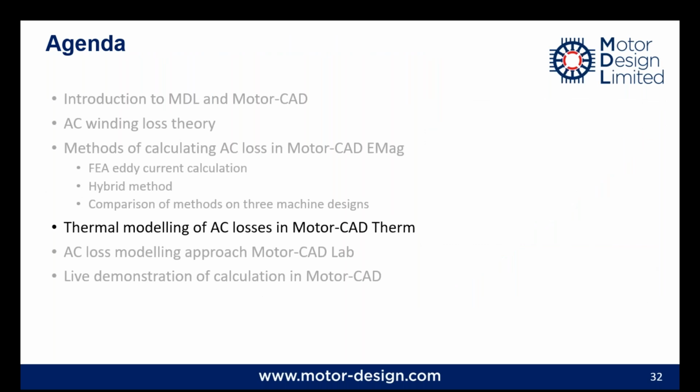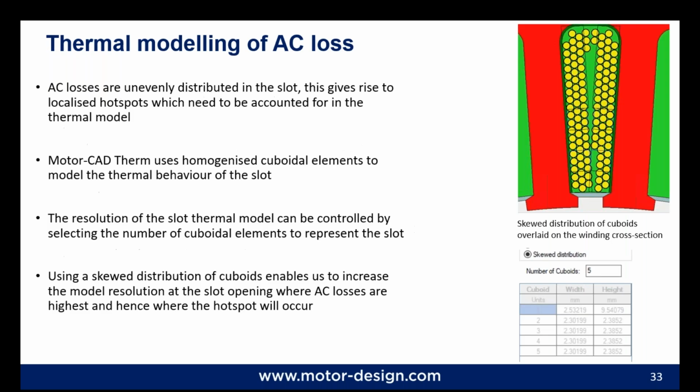Okay, so that's how we calculate them electromagnetically. What we also want to understand is the effect of these AC winding losses on the temperature of the machine, and how we account for that uneven loss distribution in the slot. That uneven loss distribution can give rise to localized hotspots. If a large proportion of the loss is concentrated in one small area of the slot, then we're going to get a big temperature rise there.